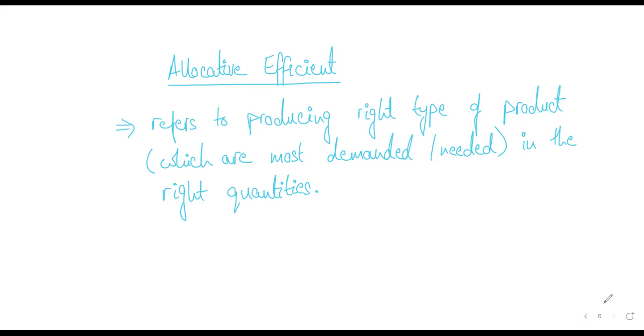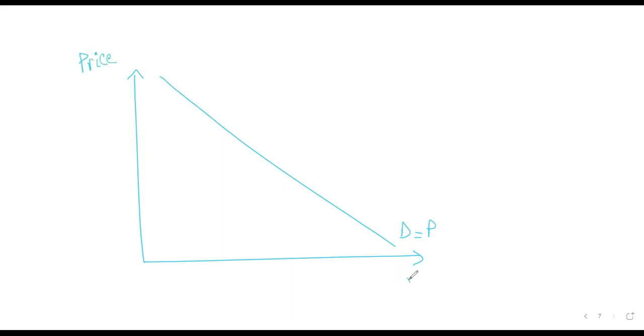Now, how do we show that on a graph? If you remember, we talked about how allocative efficiency would be achieved when a firm is producing at the point where its demand curve intersects marginal cost. Demand curve D equals P. Why is it equal to P? Because the demand curve shows you the price. So on the y-axis you will have price, on the x-axis you will have output, where the demand curve of a firm intersects with its marginal cost. That would be the point of allocative efficiency. This is making sense, students?